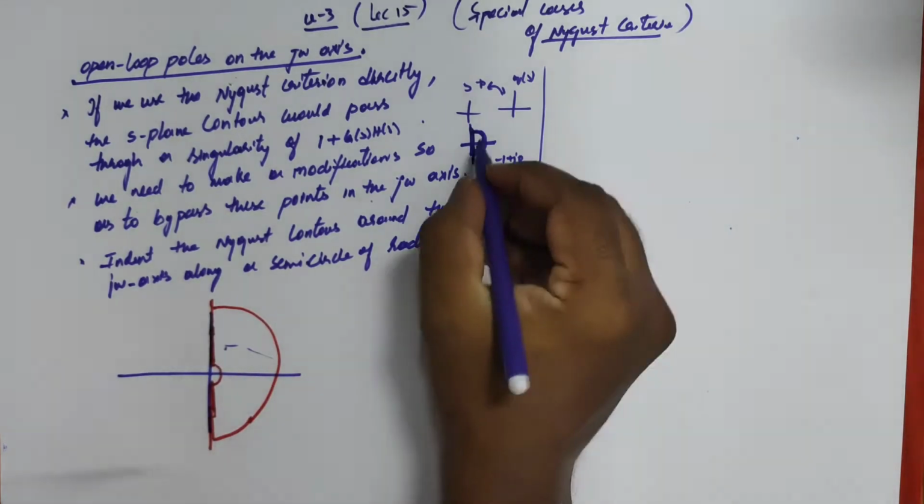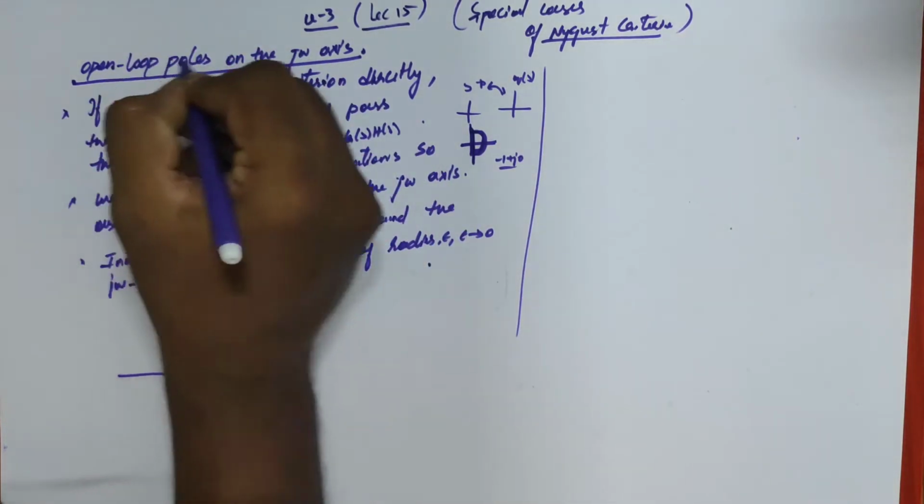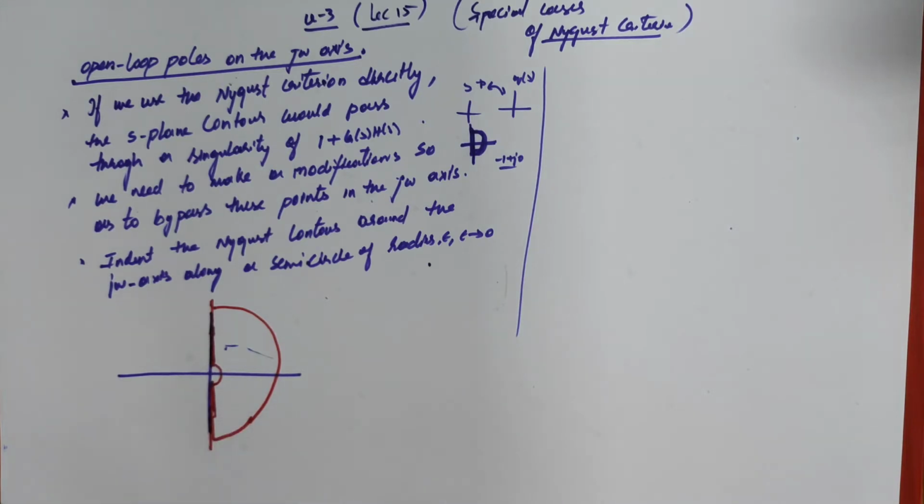Before, this was my contour. Now I'm just bypassing these points. That means I am skipping the pole at the origin of the open loop system. You should notice that there are points on the j omega axis, and I'm skipping those points.